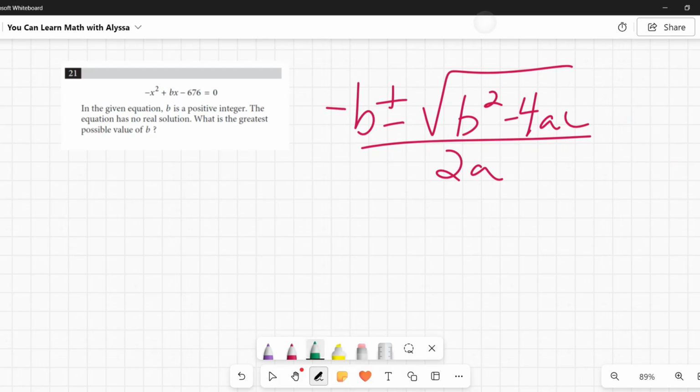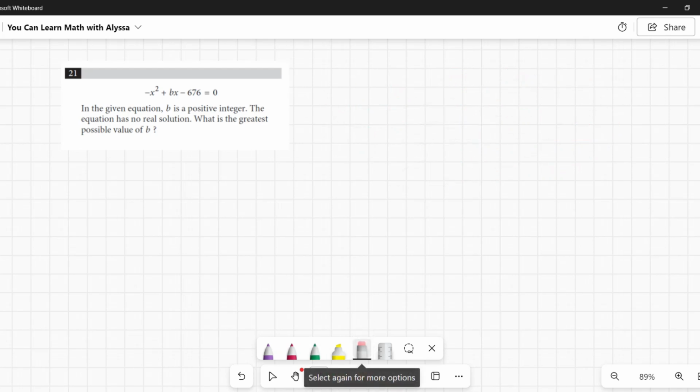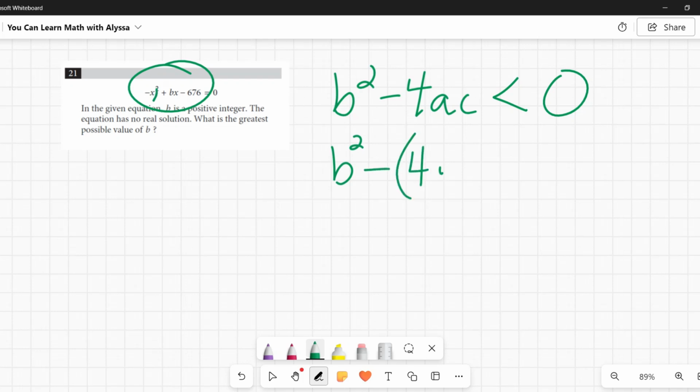So they want you to use this b squared minus 4ac and set it up in such a way that there would be no solutions. So b squared minus 4ac would have to be less than 0, not less than or equal, because if it's equal, there's 1 solution. It has to be less than 0. Okay, so let's plug in our numbers from over here. B is just b, so it stays b squared minus 4 times my a is that invisible number 1 that's in front of the x, and it is a negative 1. And my c is negative 676.